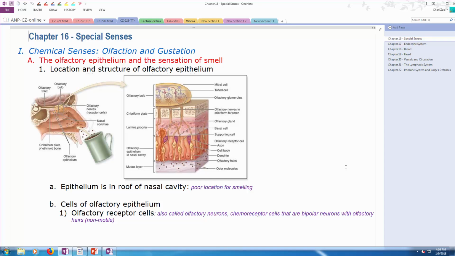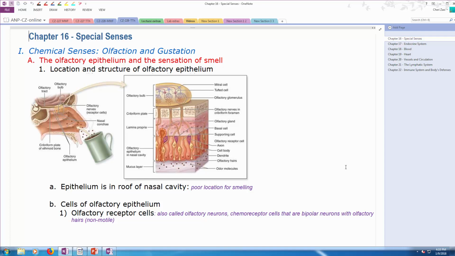So we will go through all of those special sensory receptors because something has to happen to them to get that information transmitted to the brain. We're starting off with olfaction, which is sense of smell, and gustation, which is taste. Let's talk about the olfactory neurons. They're located in the olfactory epithelium, and that is located in the roof of the nasal cavity.